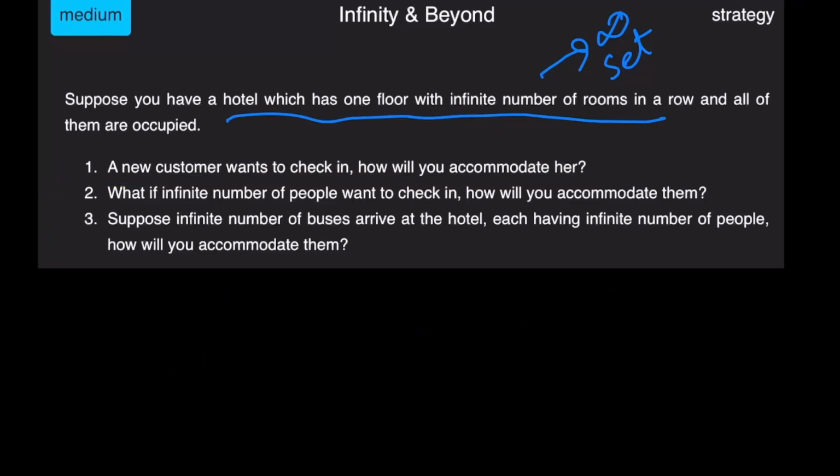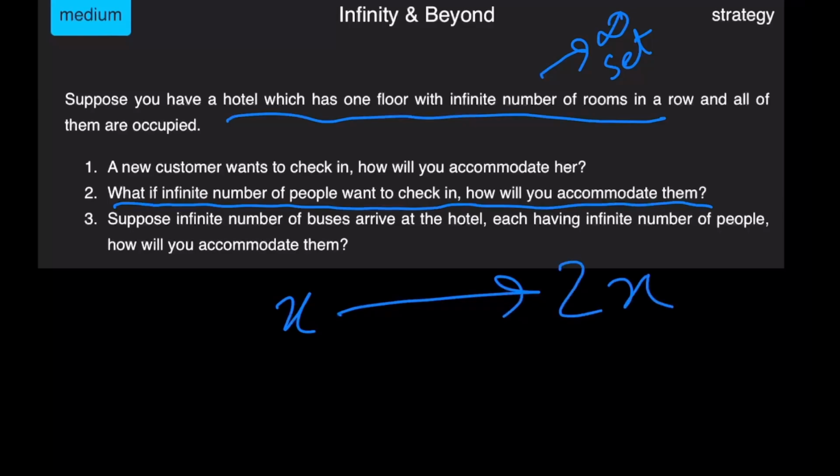So for the second problem, the question is, what if an infinite number of people want to check in? How would you accommodate them? So in the first case, we would just add one more person to the set. Over here, we have to add an infinite number of more people to the hotel, right? So we now have to think of a mapping where we can create an infinite number of new places. So the solution given on the website for this is basically for each room number X, you ask them to go to room number 2X. So we're mapping X to 2X.